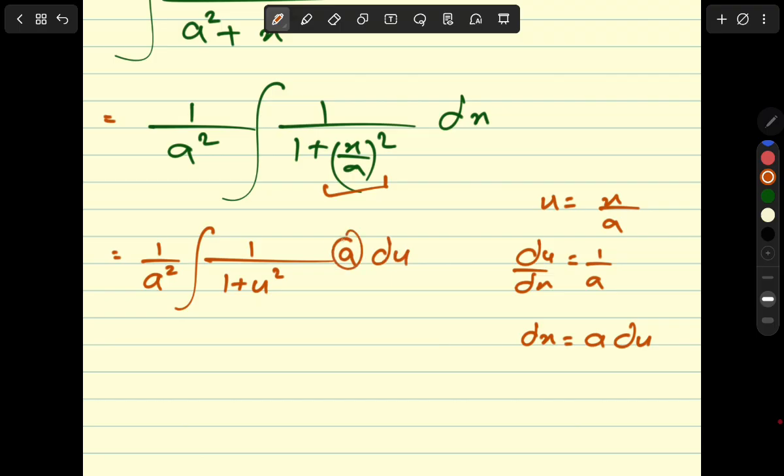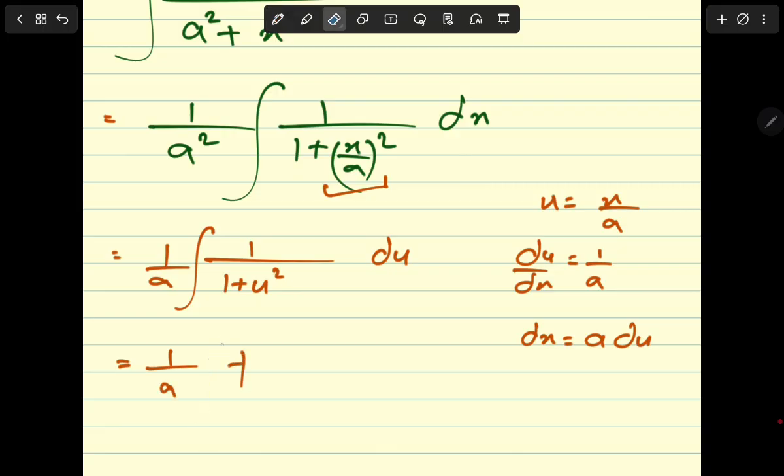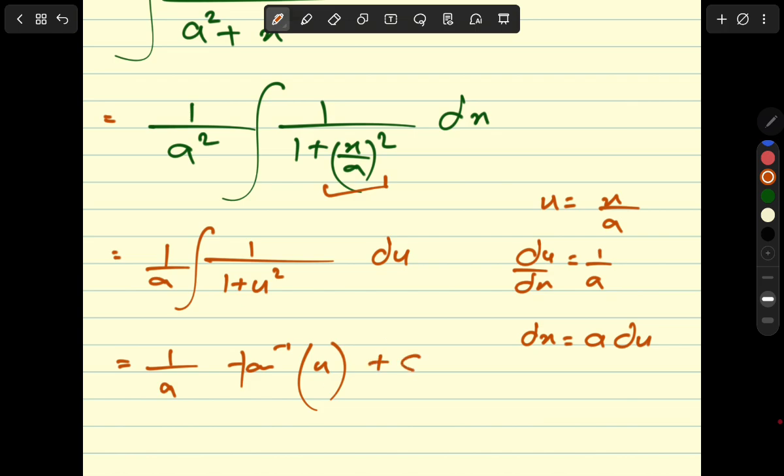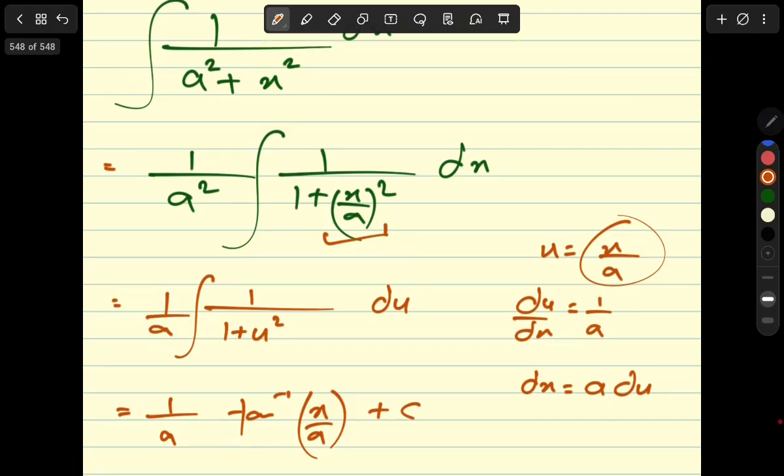Since a is a constant, I can bring this here, and there's an a here, this cancels this, so I'm left with 1 upon a here, right? So 1 upon a, integral of this we already know is nothing but tan inverse of u plus c, and u is what? x upon a. So instead of u, I'm going to write x upon a, right? So this is the general form for the integration of 1 upon a squared plus x squared, right?